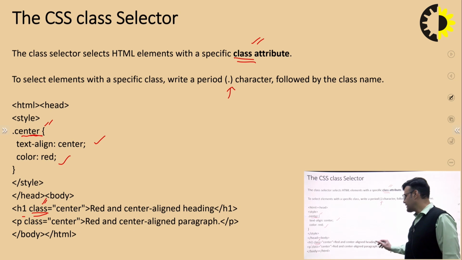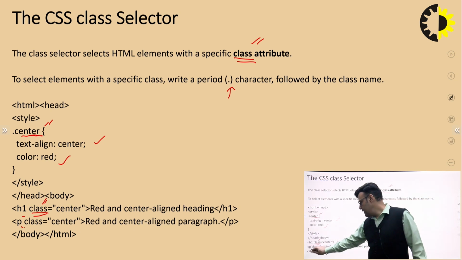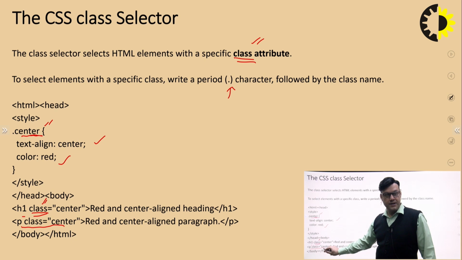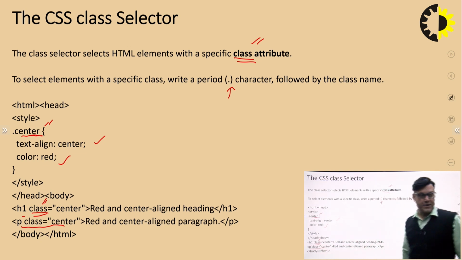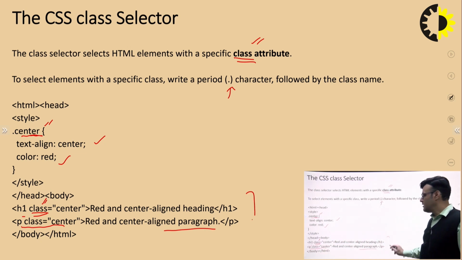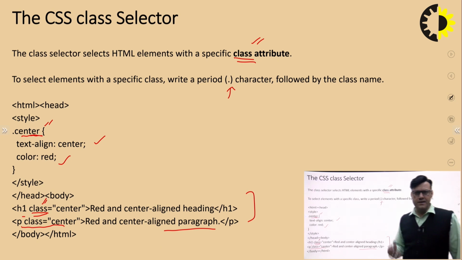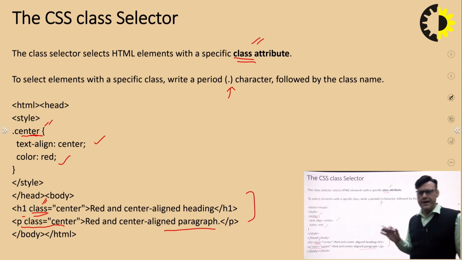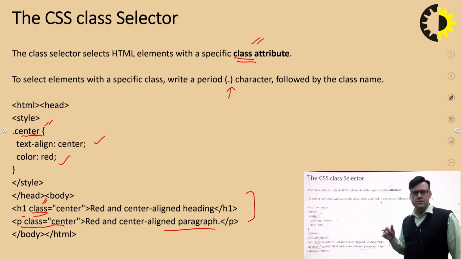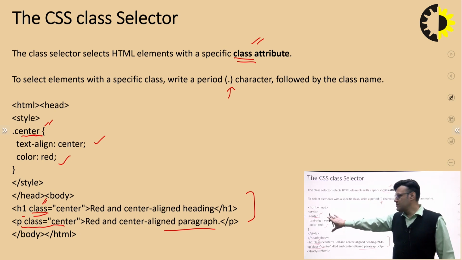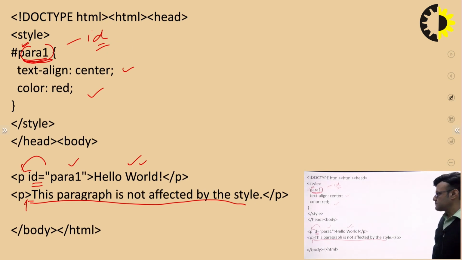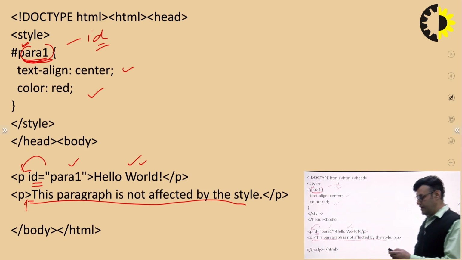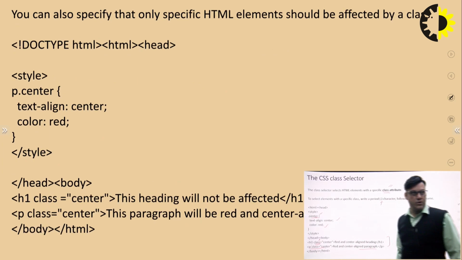So, red and center line heading, and again P, okay? This class effect will also be shown on this paragraph element, okay? Red and center line paragraph, right students? So, for any single element we will particularly use the ID, and if we want the properties of this class to be reflected on a number of elements, number of tags, then we can make a class, okay? This is ID and now this is class, using dot, okay?